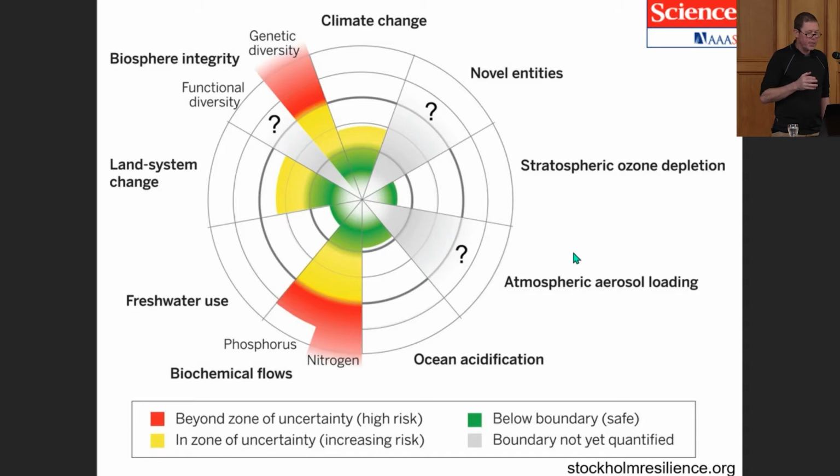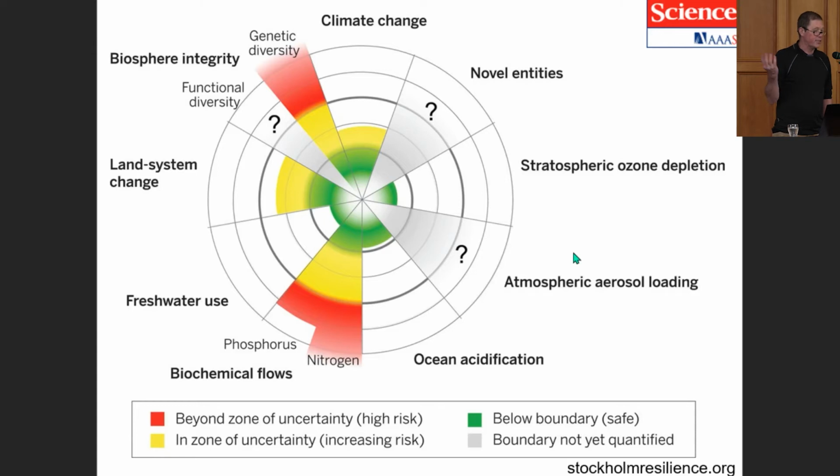Climate change, no explanation required. Novel entities. This is stuff like pesticides and plastics, so all the synthetic chemistry humanity's created. Biogeochemical flows, too much P and N in the environment. Biosphere integrity used to simply be called biodiversity loss of species. And land system change, this is basically turning natural ecosystems, bush, into farmland and farmland into cities. So they also said, right, okay, these are the key operating parameters.